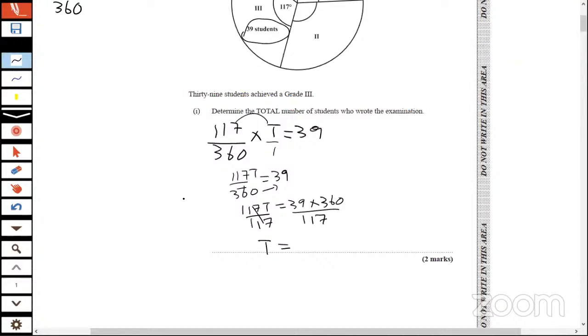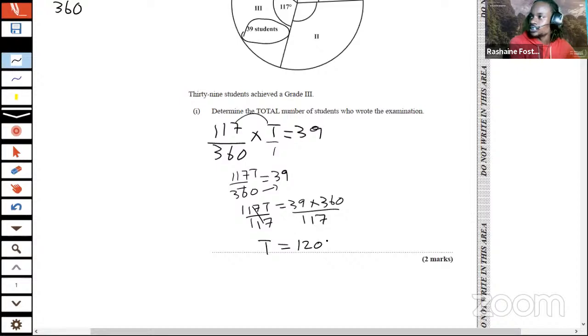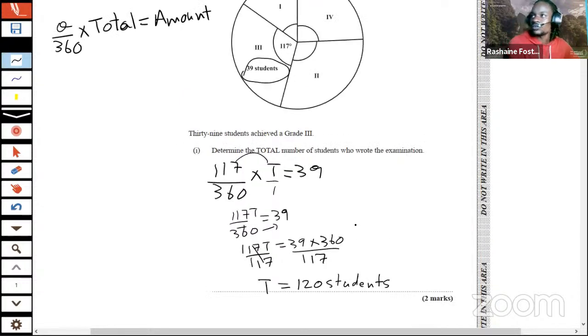120. So 120 is the total number of students, so 120 students. And again, it all comes from the formula that we have up here. So our formula right here.